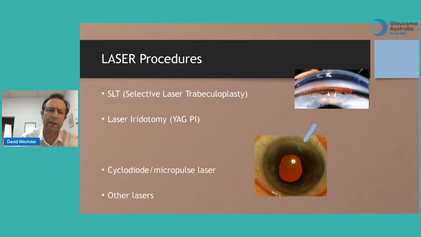I also just want to make the point that there are a number of other lasers that we do in ophthalmology that have got nothing to do with glaucoma. There's laser as part of cataract surgery or after cataract surgery. There's retinal laser. And these are all different, again, from laser refractive surgery, which is the laser so that you don't have to wear glasses. So just bear in mind that the laser is a tool and there are different types of laser that we use in different settings. So what I'm going to talk about tonight is the ones that we use in glaucoma.